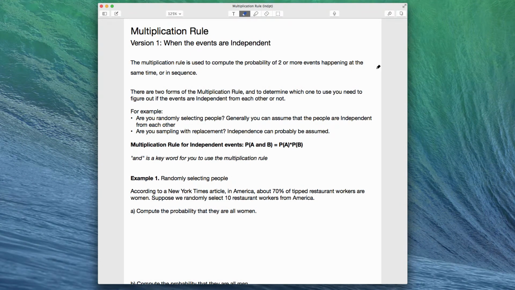In this video, we're going to look at the multiplication rule and how to compute probabilities using that rule. This first video is going to use events that are independent. Another video will have events that are dependent.